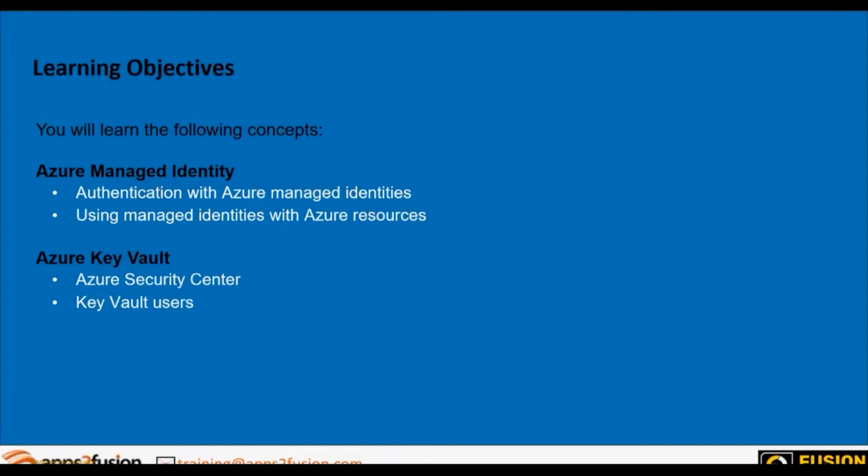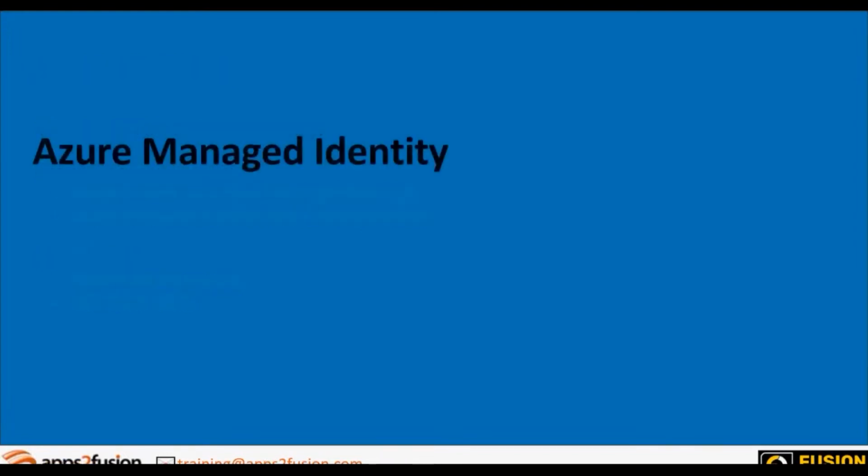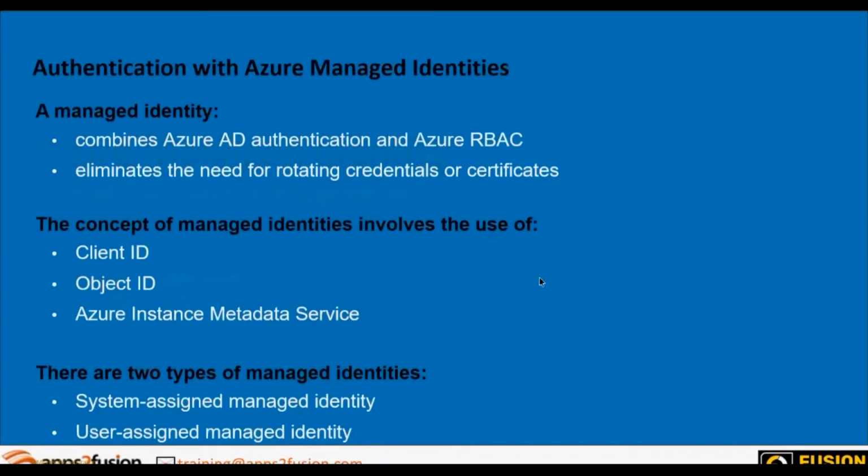There are two types of identities: one is system identity, another is known as user-defined identity. These are the two kinds of identities, and you get a lot of questions on security around this identity management. What is a system-assigned managed identity? What is a user-assigned managed identity? First of all, what is a managed identity?